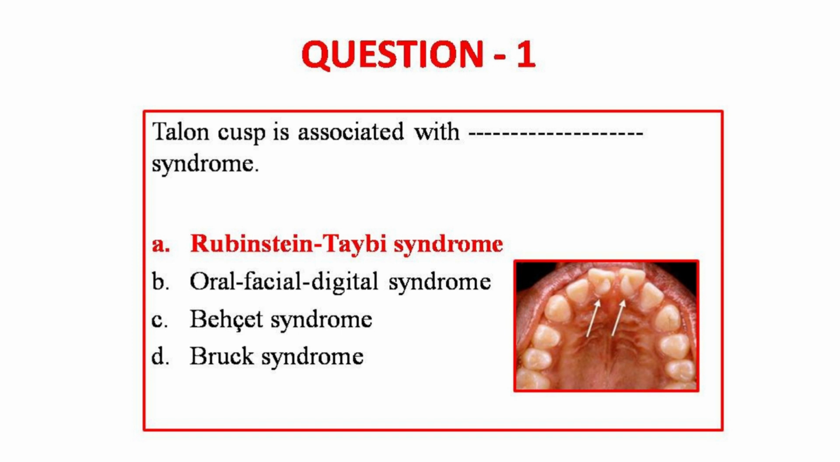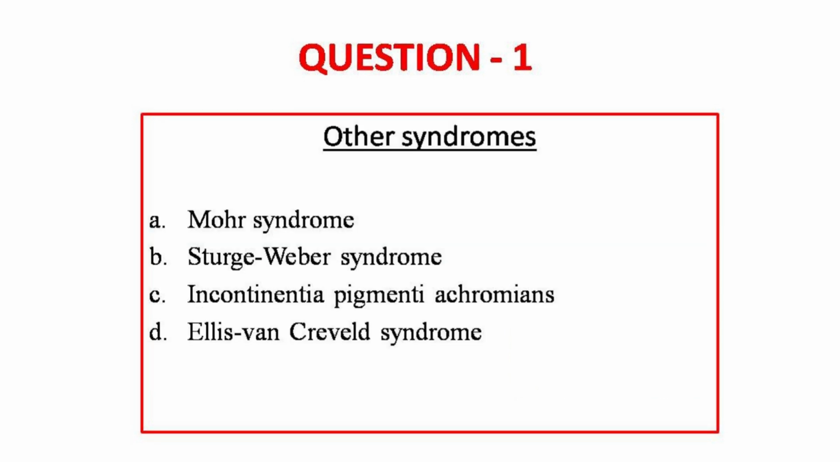There are also a few other syndromes which cause Talon cusps. You can also write that and keep it. As you can see in the picture, this is the Talon cusp, present in the central incisor, at the arrow mark. Now let's see the other syndromes: Mohr syndrome, Sturge-Weber syndrome, incontinentia pigmenti achromians, Ellis-van Creveld syndrome. These syndromes will also have Talon cusp associated with them. So in case they ask any one of these, you should mention it also.